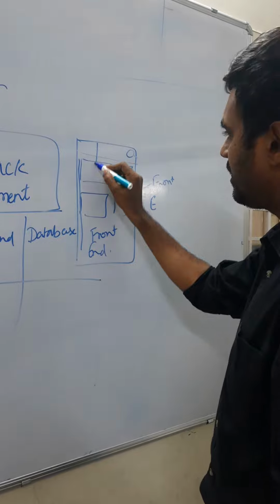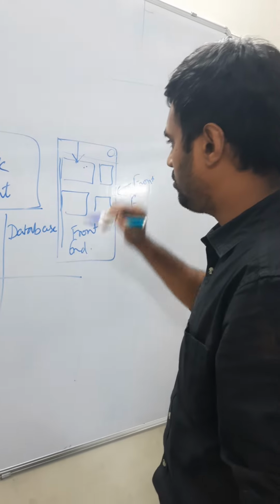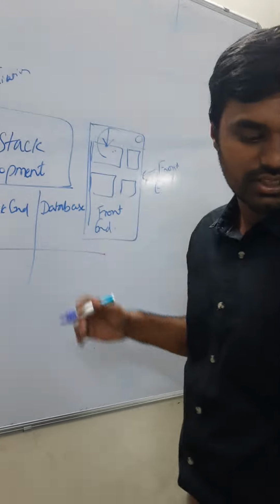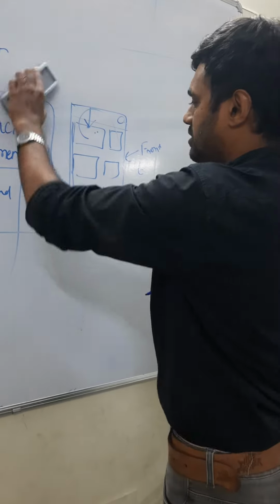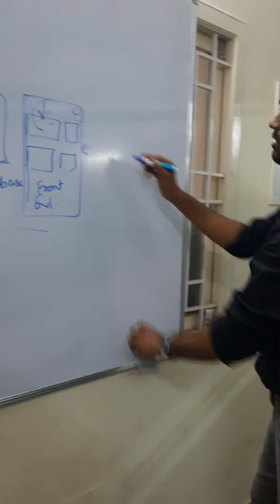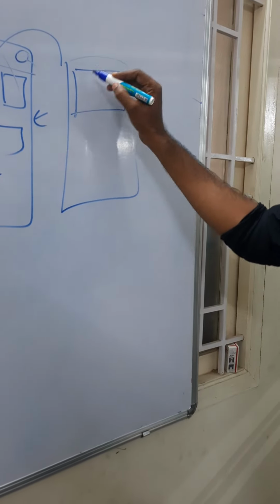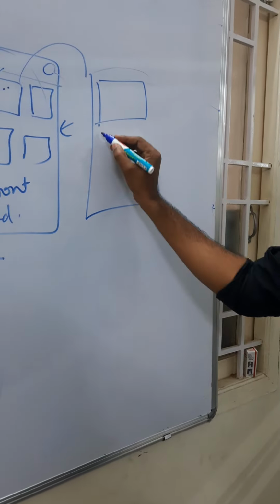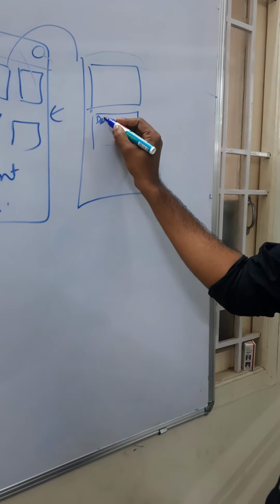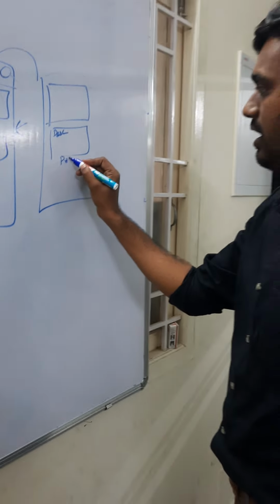So here you are clicking this image, and it opens in another screen. Here the product image will be there. Then the product description will be there. Then the price and buy option will be there.